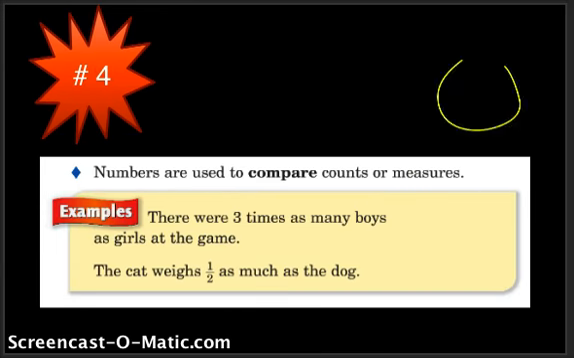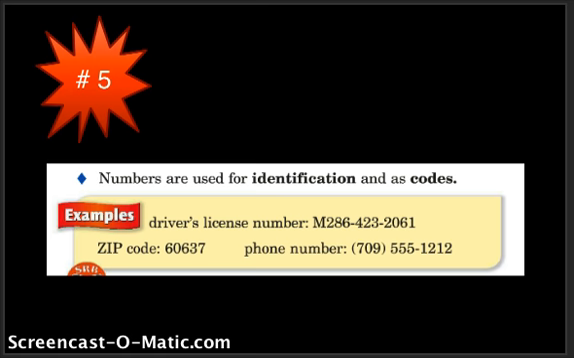The fourth way that we use large numbers is to compare counts or measures. So let's take a look here at the examples. There were 3 times as many boys as girls at the game. So in this case, we needed to compare how many boys versus how many girls were at a particular game. The cat weighs half as much as the dog. Well, these numbers are used in order to compare weight between animals.